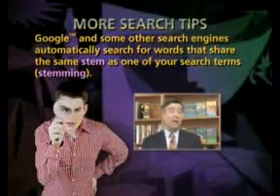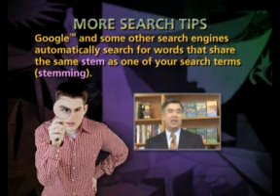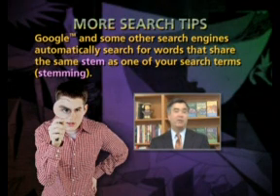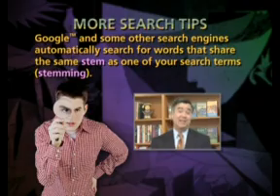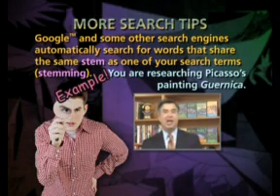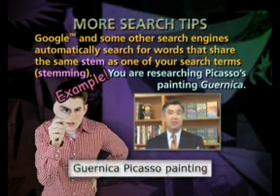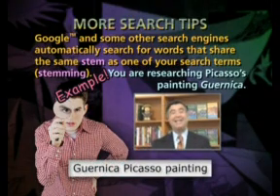Finally, here are a few other search tips that most students don't know about, but which can be tremendously useful. Google and some other search engines automatically search for words that share the same stem as one of your search terms. This is known as stemming. For example, suppose you were researching Picasso's painting Guernica, and you launched a search that included both Guernica and Picasso and the search term painting.